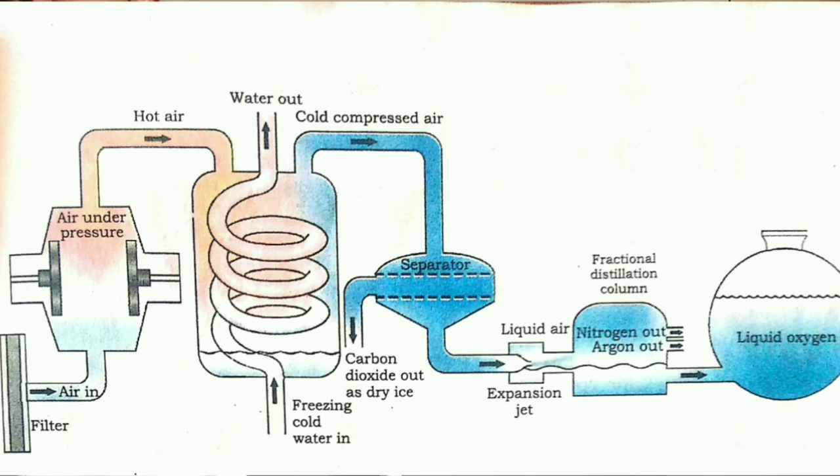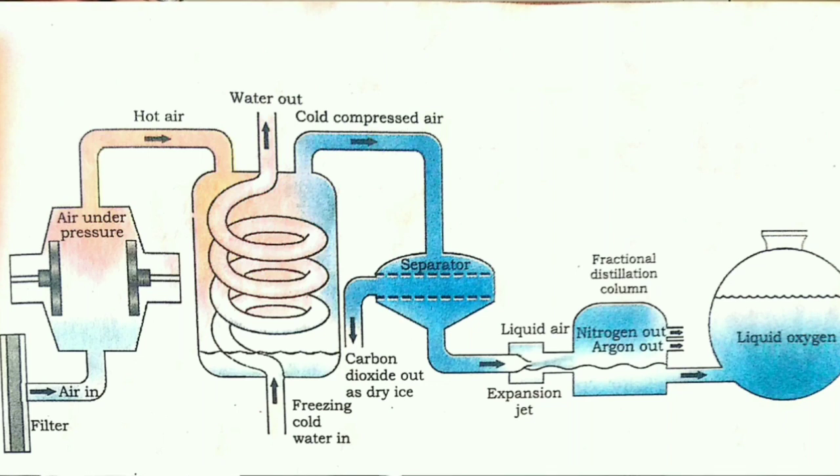Air is compressed and that hot air passes through the condenser. That means that hot air gets cooled. And that cool compressed air passes through the separator. By compressing and cooling, the carbon dioxide content in that air changes to dry ice. Remember, we have learned dry ice. Solid carbon dioxide is known as dry ice.